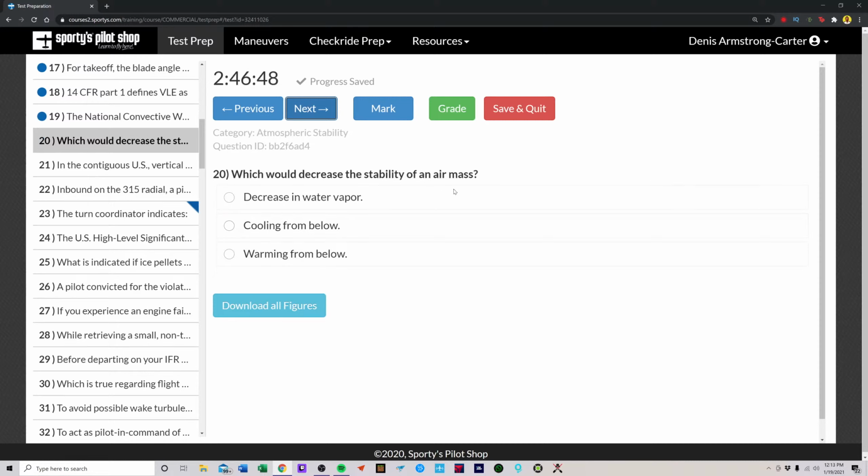Which would decrease the stability of an air mass? Let's see. When the air is stable, it's warm on the top, cold on the bottom. Warm air likes to rise, cold air likes to sink. So, warming from below, because it's turbulent.